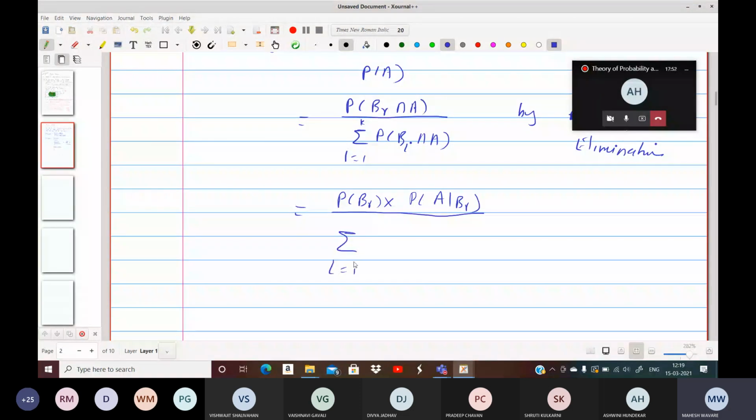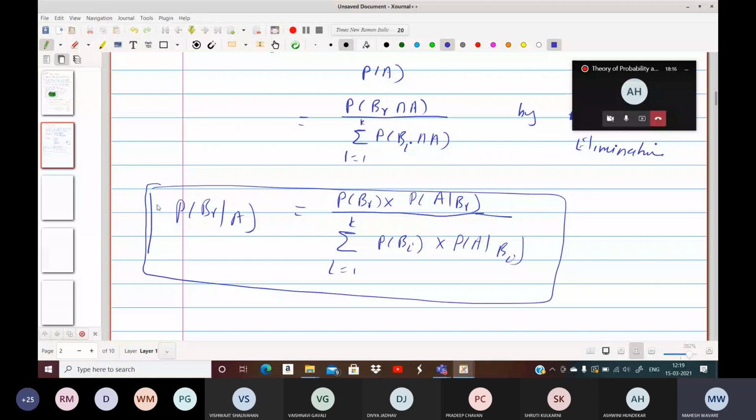So this is the probability of some event Br occurring when A has already occurred. This conditional probability is your Bayes' result, in which B1, B2, up to Bk constitute a partition of the sample space S, and A is some event whose probability is non-zero. That is also important: A is some event whose probability is non-zero, which occurs in the sample space S. So let us have an example on it.